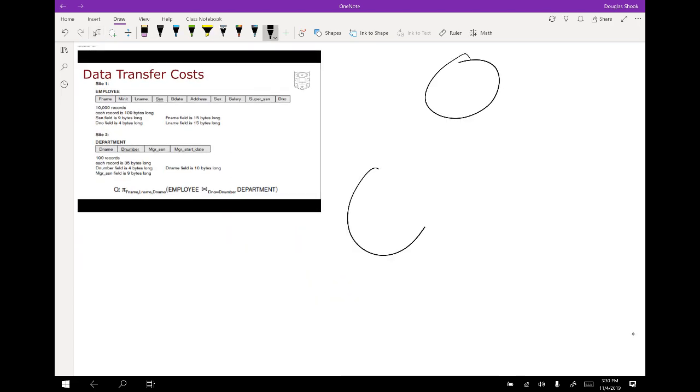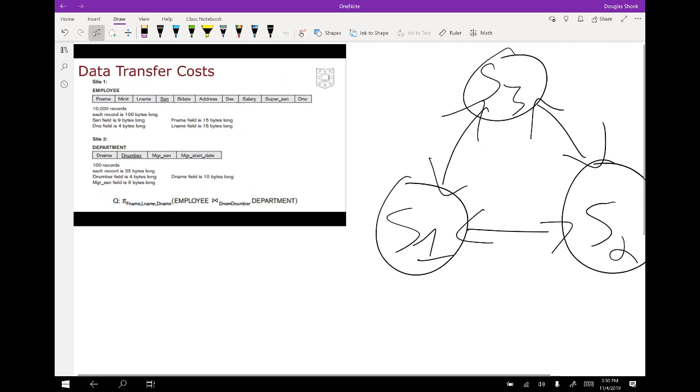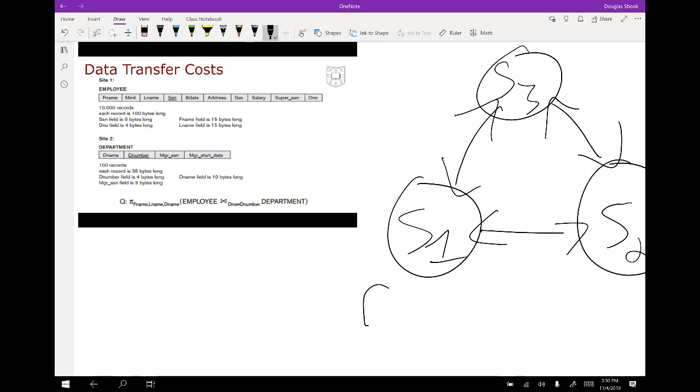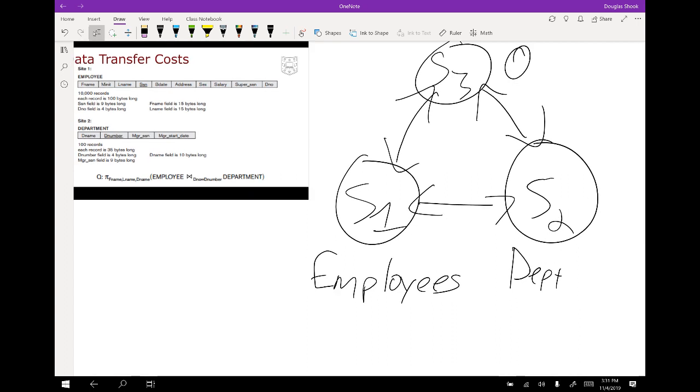So let's draw a little topology, right? Just so we're clear on what the issue is, or how this problem is being set up. Here is what my distributed database looks like in this situation. I've got site 1, which has the employees table. I'll annotate that down here. Site 2, which has the department table, right? And then site 3 is where the query comes in. So here's the query. The query that I'm executing is this guy down here at the bottom.